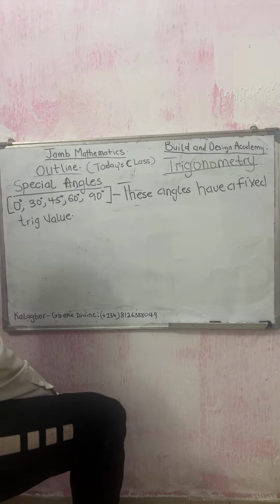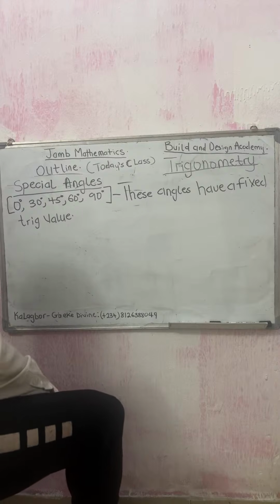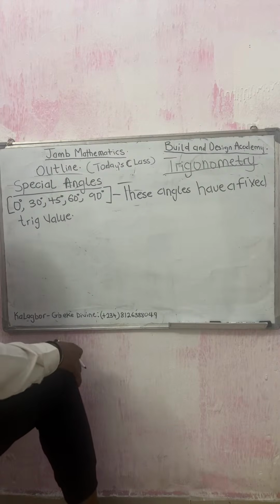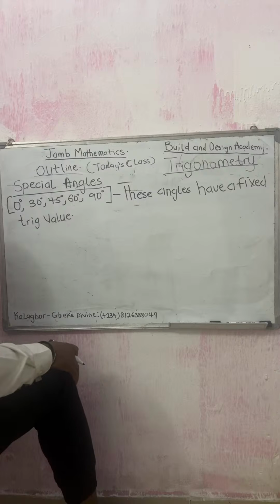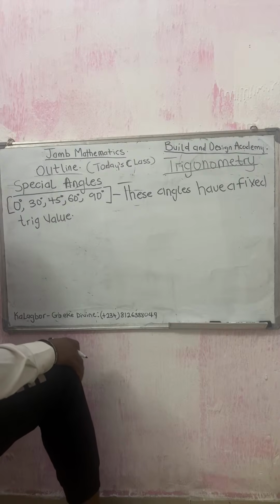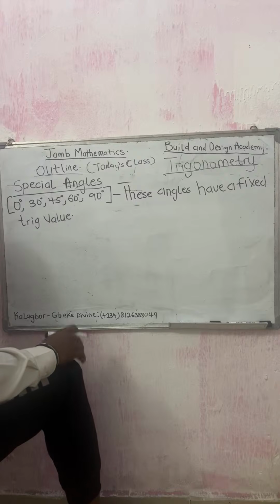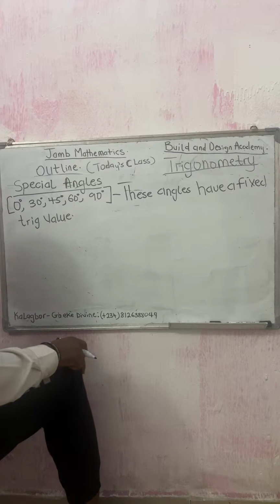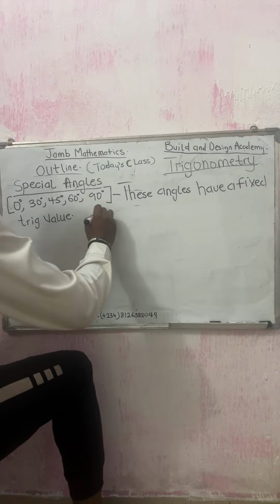You need to memorize them because it will help you to solve faster. You'll be very fast when you're solving using these angles. So now I'll draw a table, and from that table I'll be giving you the values for each of them, for sine, for cosine, and for tan. So let's draw our standard table.